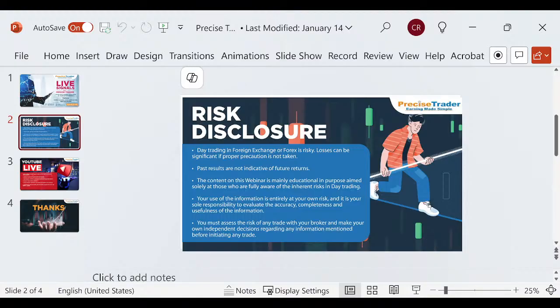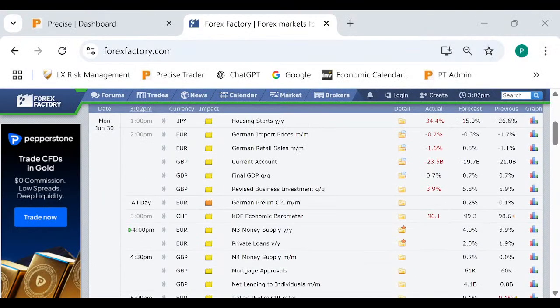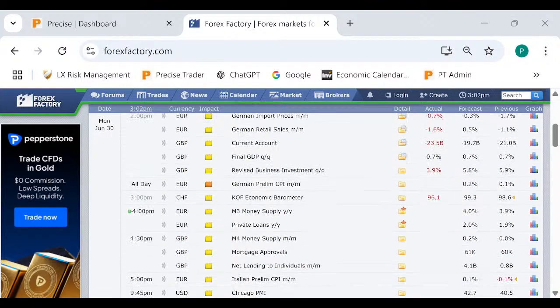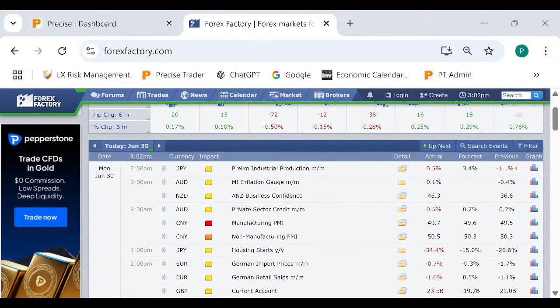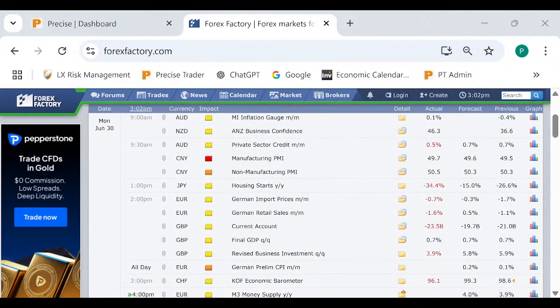So with that, we move on to our live analysis. The data that's going to be out today, we don't have much data. I think the only data I can see is the German prelim CPI month on month. Also do take note that this week is a shortened trading week because this Friday the US is on holiday because of Independence Day, July 4th.